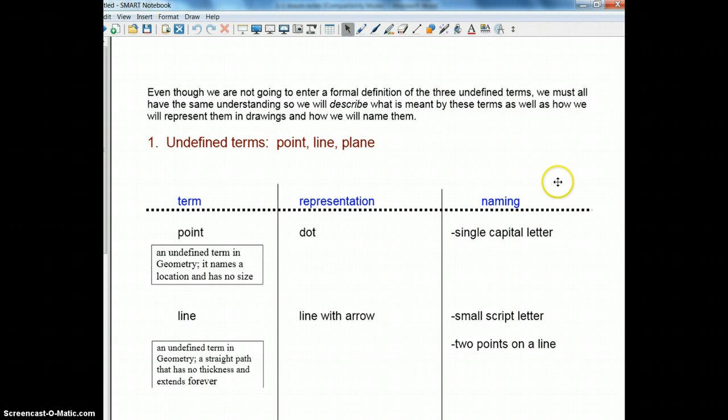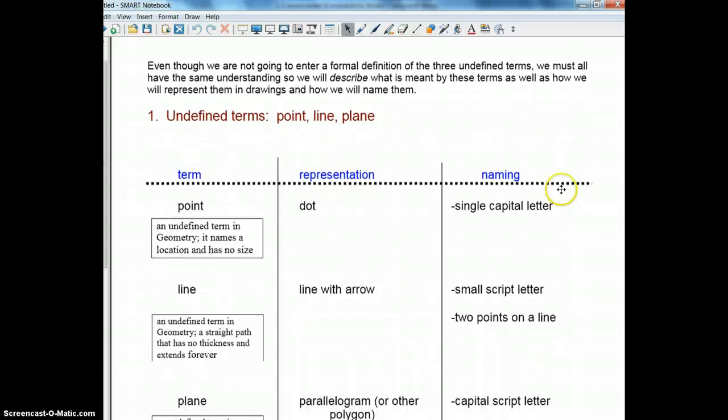Let's take a look at those undefined terms. Even though we are not going to enter a formal definition of the 3 undefined terms, we must all have the same understanding so we can describe what is meant by these terms, as well as how we will represent them in drawings and how we will name them. We have to all be able to name them the same way, otherwise we wouldn't be able to use them and we would get confused.